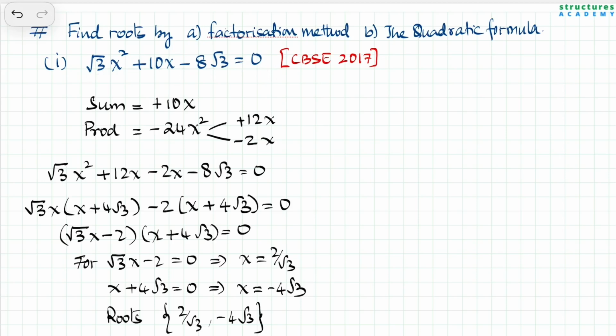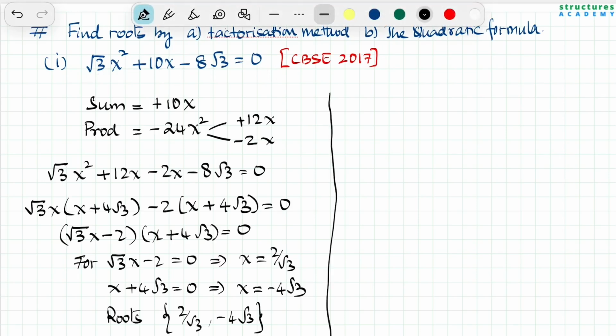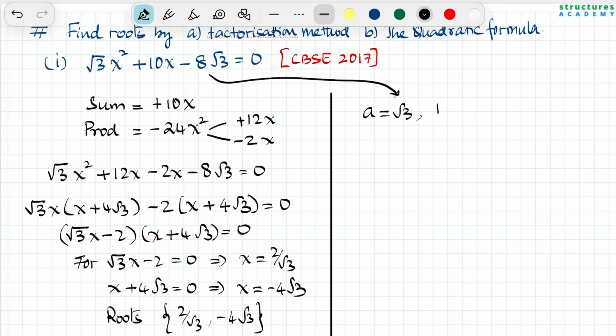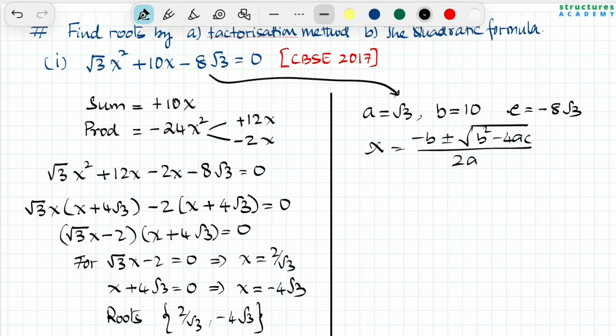So let us move on to the second technique, which is using the quadratic formula. So if you look at the equation, we can say a is equal to root 3, b is equal to plus 10 and c is equal to negative 8 root 3. We know the quadratic formula is minus b plus or minus under root b square minus 4ac whole divided by 2a. So here x becomes minus 10 plus or minus under root b square is 100, 10 square is 100.